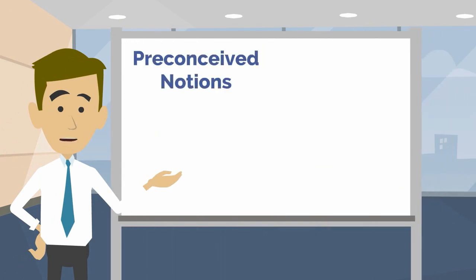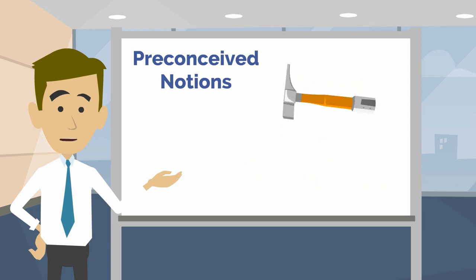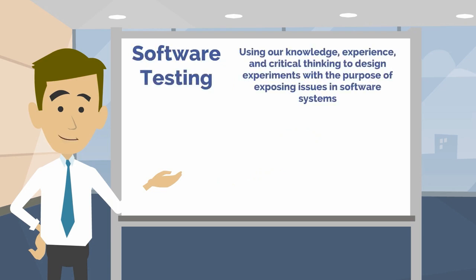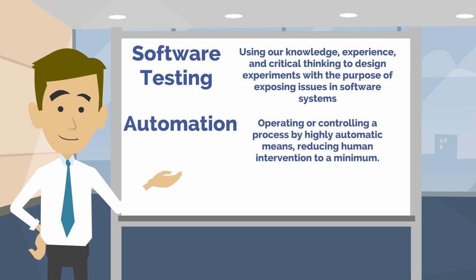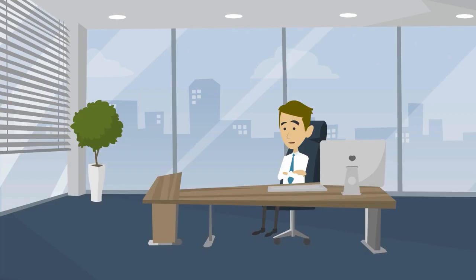Let's see if we can break out of those preconceived notions by breaking down the term test automation into the definition of testing and automation. First, looking at this definition of testing, we see terms like knowledge, experience, critical thinking, and designing experiments. Is that what we automate when we say test automation? Of course not. Very clearly, we are not automating the testing. What's more, test automation can be and should be about a lot more than executing user actions. So let's explore that angle a little bit more.